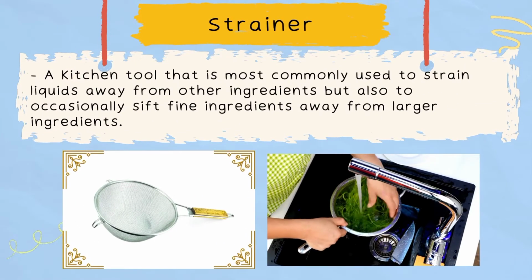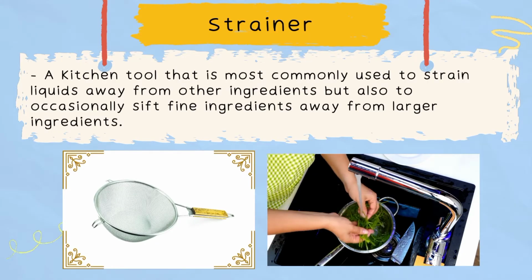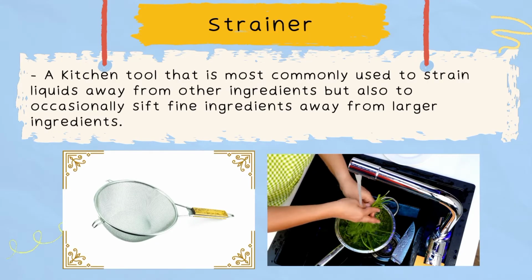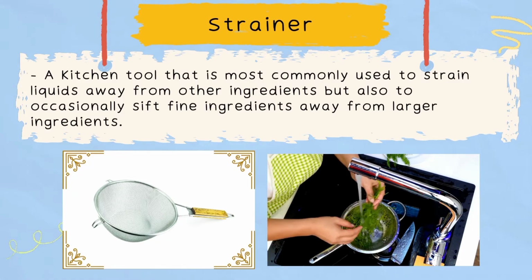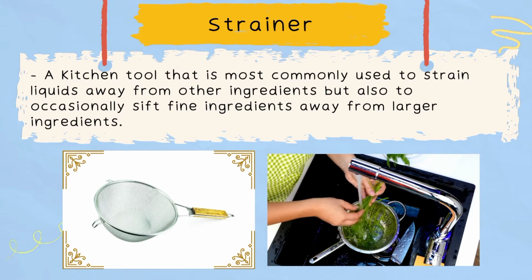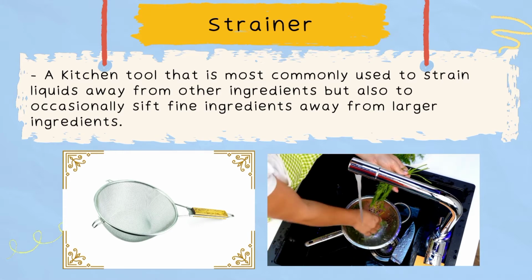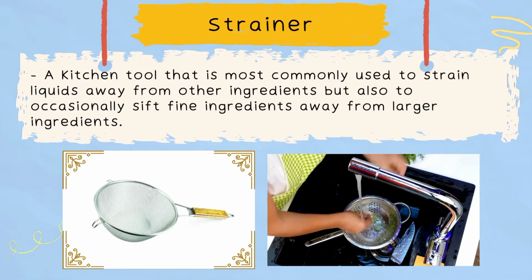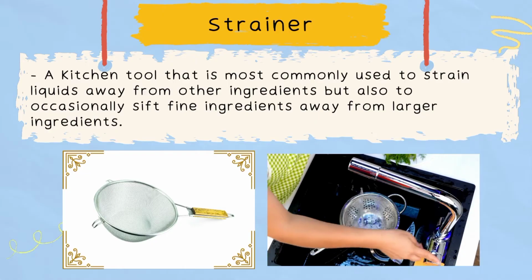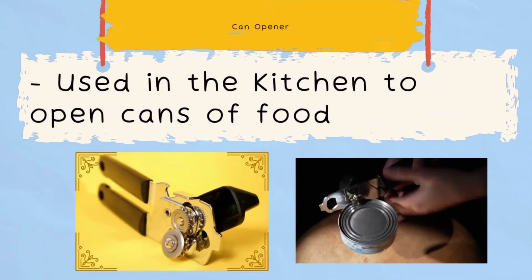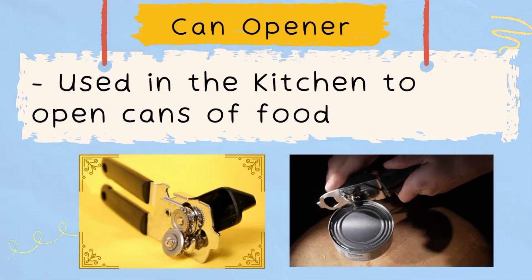Strainer: a kitchen tool that is most commonly used to strain liquids away from other ingredients, but also to occasionally sift fine ingredients away from larger ingredients. Can opener: used in the kitchen to open cans of food.